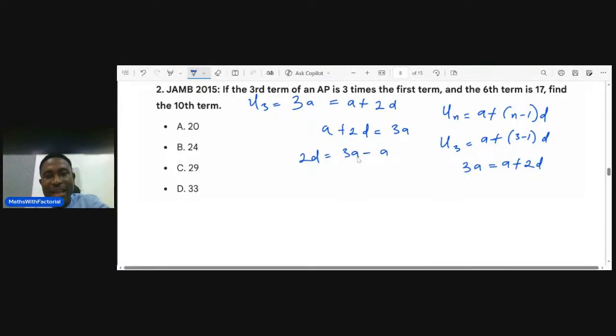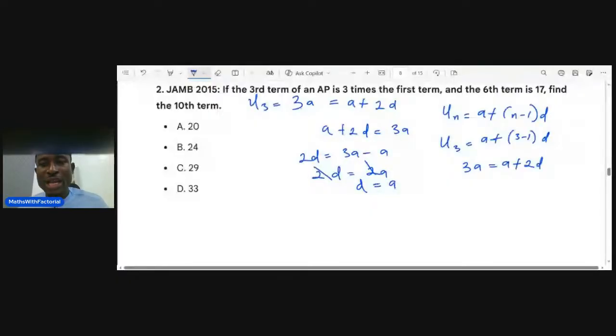Plus A is crossing to the other side, so it changes to minus A. That's how I got the minus A. So 2D equals 3A minus A, which gives us 2A. In this case now, you can cancel out these 2. 2 cancel 2, you have your D equals A, and you've established that already.